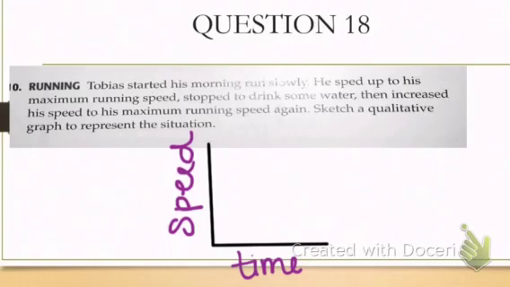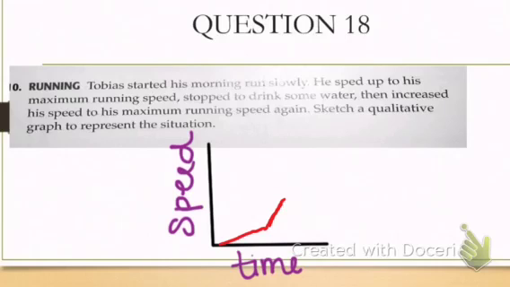We're going to start at 0 miles per hour. And it says that he starts running slowly. So we're not going to have very steep speed. And then we are going to increase to our maximum running speed. So that line is going to be more steep.